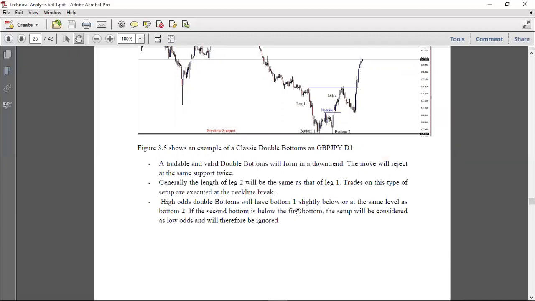A high odds double tap will have bottom 2 slightly above, or at the same level as, bottom 1. So if this one is slightly below and that one is slightly above it, that's high odds, or if they are at the same price. If the second bottom is below the first bottom, the setup will be considered low odds and will therefore be ignored. So if this bottom here is lower than that one, if this created a lower low, that's not a good sign because the market's still going down. If it's still printing lower lows, then it's still going to go down, chances are.